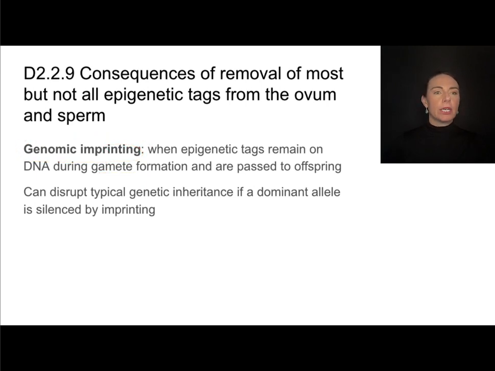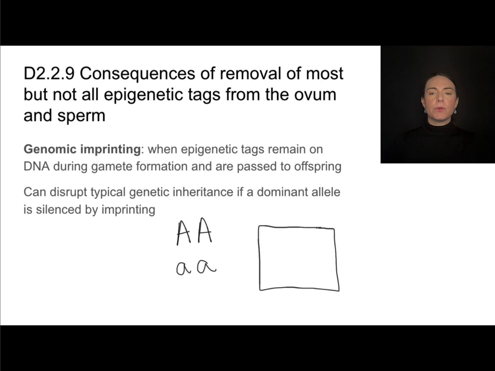So let's consider this scenario where I have a male who is homozygous dominant for a certain trait and a female who is homozygous recessive. When I put this into a Punnett square, okay, and I have the male over here and the female over here, it would appear that all of the offspring should have the dominant phenotype because all of them have one dominant allele.